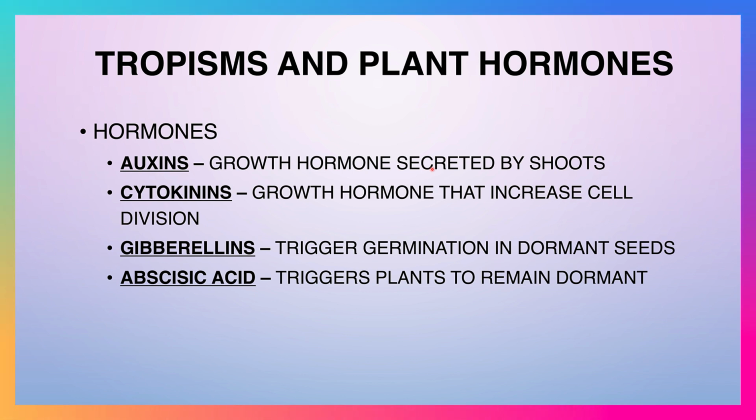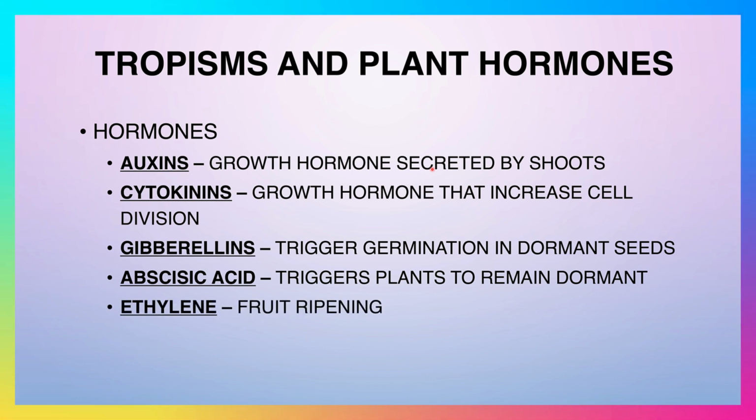And then the last of these is ethylene, and ethylene is actually a gas, part of natural gas, that is responsible for fruit ripening. And ethylene is what's responsible for, if you have one apple that becomes rotten in a bag of apples, that rotten apple will secrete ethylene and cause the apples around it to also become rotten.